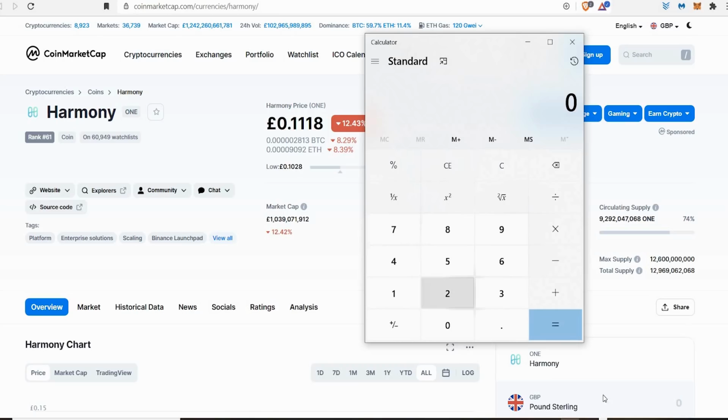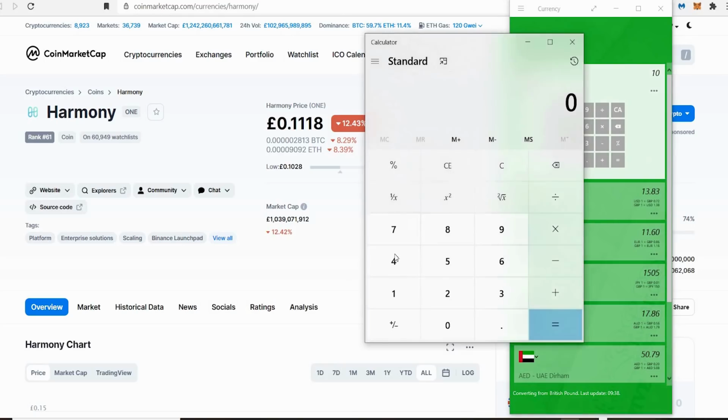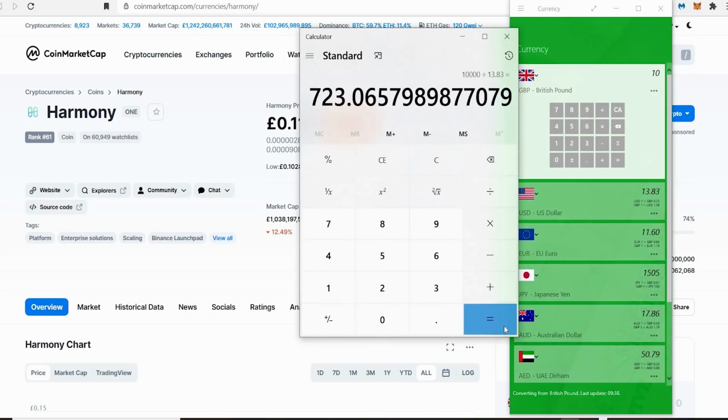Actually, I'm going to do this in dollars as well because I want people to see in America. £10 in dollars was what? $13.83. So if you had that goal of $10,000, guys, you out there in America, what's going on? I love your voice. Your accents are wicked. You divide it by $13.83. So you would need a total of 723 Harmony tokens.